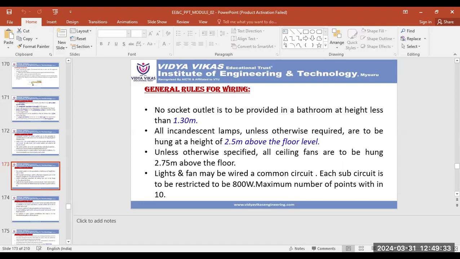Next one, all incandescent lamps, unless otherwise required, are to be hung at the height of 2.5 meters above the floor level.